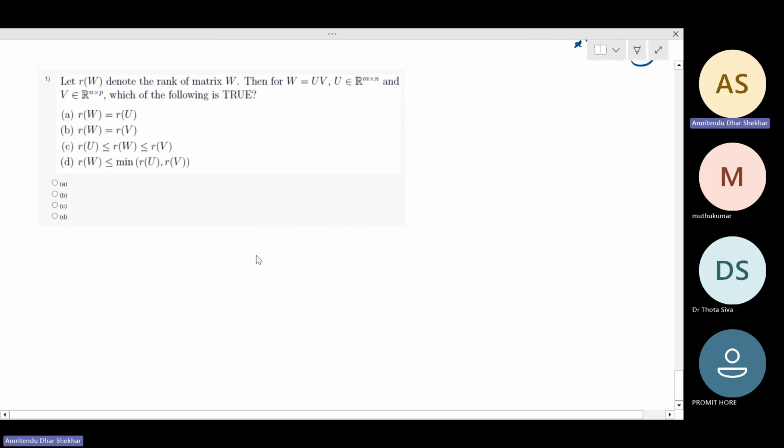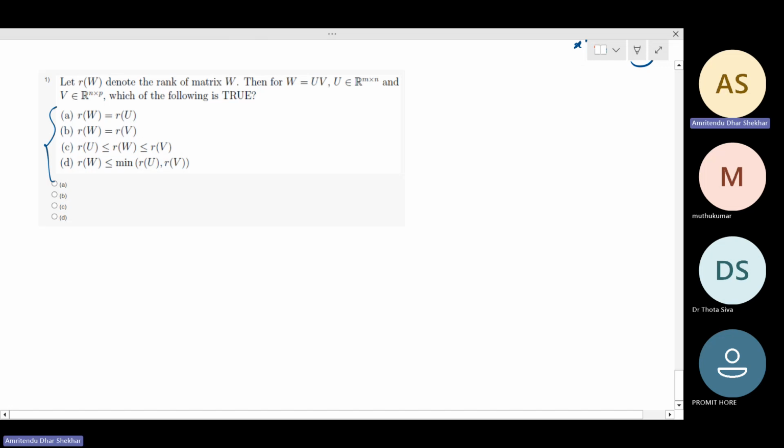Right. So the first problem is as follows. Let R(W) denote the rank of the matrix W. Then for W equal to UV, which of the following is true? What can we say about the rank of W from the rank of U and V?